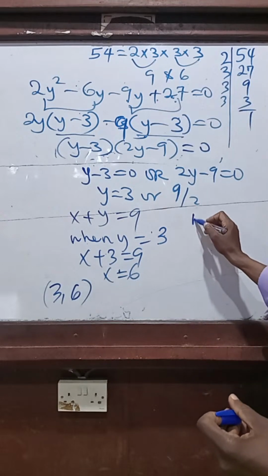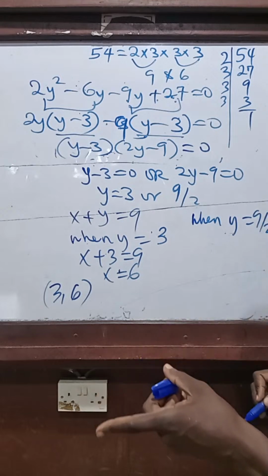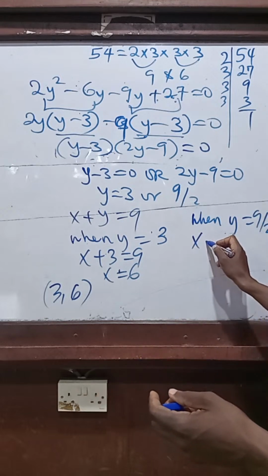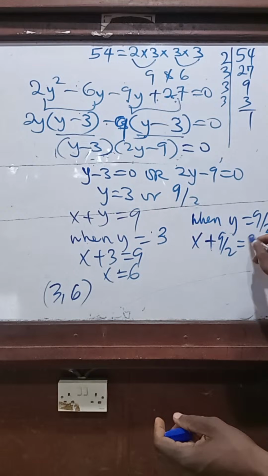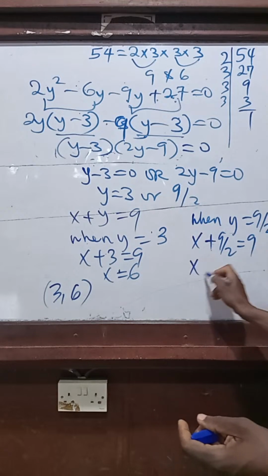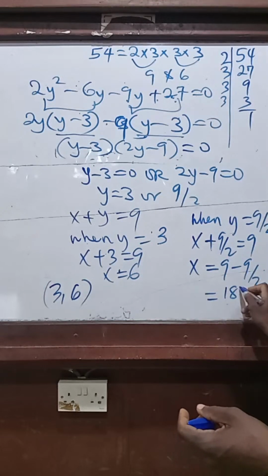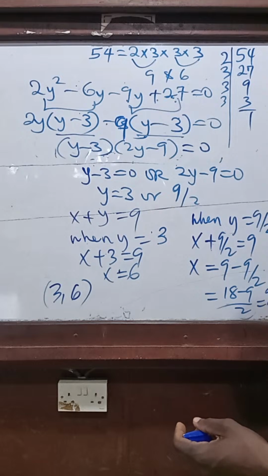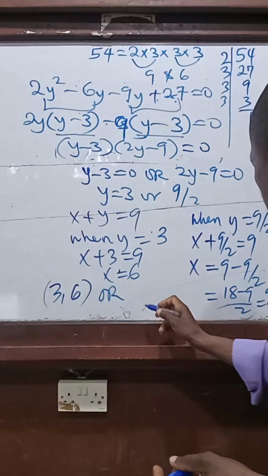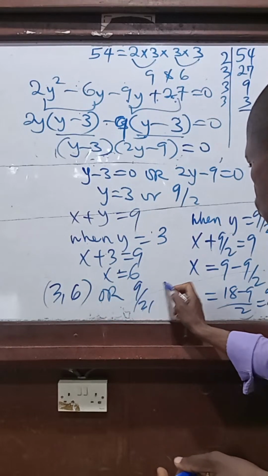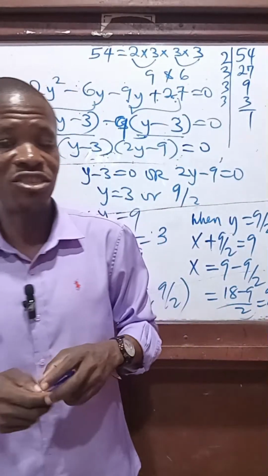The second one, when y is 9 over 2, use your equation. That will be x plus 9 over 2 equal to 9. Make x the subject. That will be 9 minus 9 over 2, and that will be equal to what? 18 minus 9 over 2. That's also 9 over 2. So the coordinate is x is 9 over 2, y is 9 over 2. Okay, that's that on that solution.